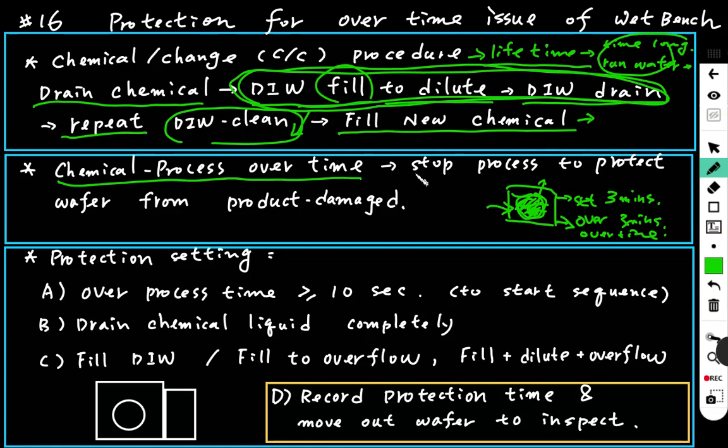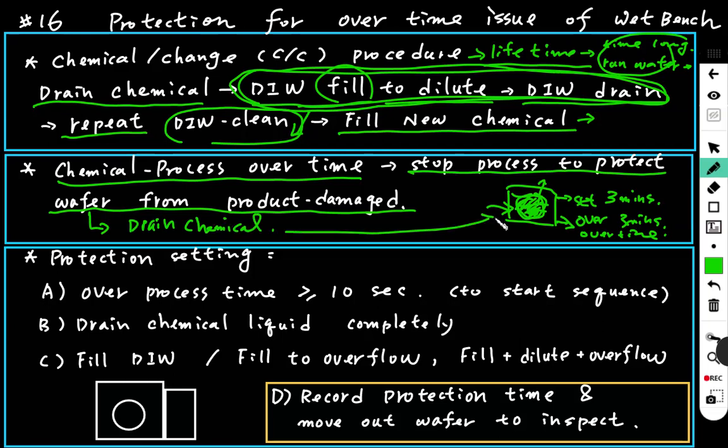So for the protection, we want to stop the process to protect the wafer from product damage. To drain the chemical is the best way to protect the wafer.